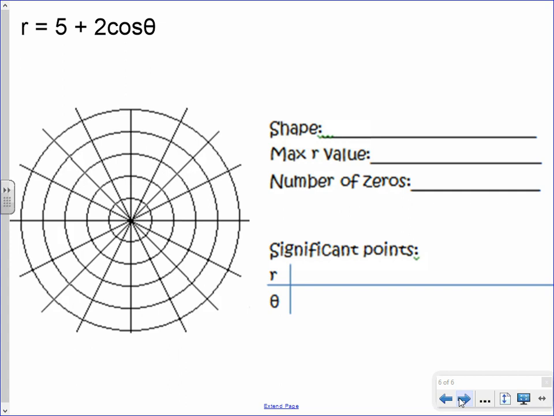Last example. Go ahead and write it down. Okay, what do you think? What type of limaçon is it going to be? Probably a convex. Is he right? Am I too predictable? No.